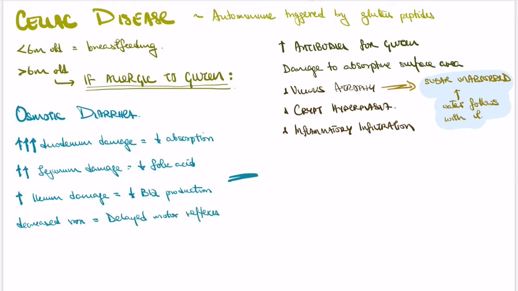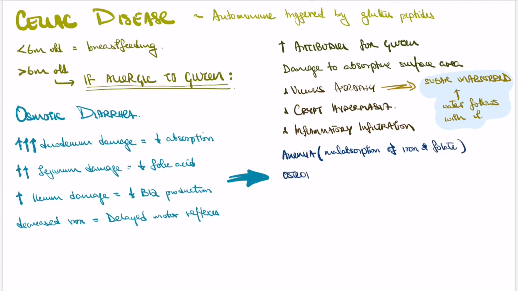Other than this, identifying extraintestinal manifestations also helps with the diagnosis. The first one is that the child will usually have anemia, and this is caused by the malabsorption of iron and folate, so you would get a mix of megaloblastic and microcytic anemia.